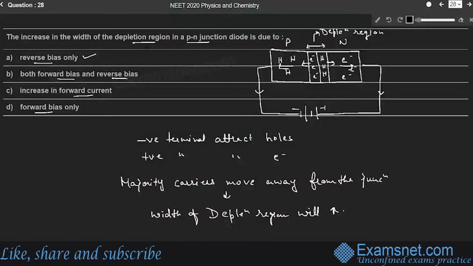Now, what will happen in case of forward bias? The opposite will happen. Okay, that means this side we will have positive. Okay, so the positive will repel the holes and the negative this side will repel the electrons. So the majority charge carriers will move towards the junction, and due to that the width of the junction will reduce. Okay, but here the width will increase because of reverse bias.